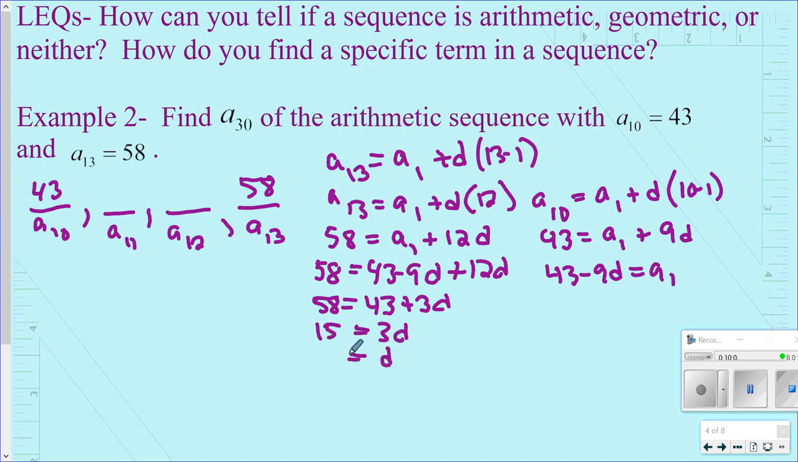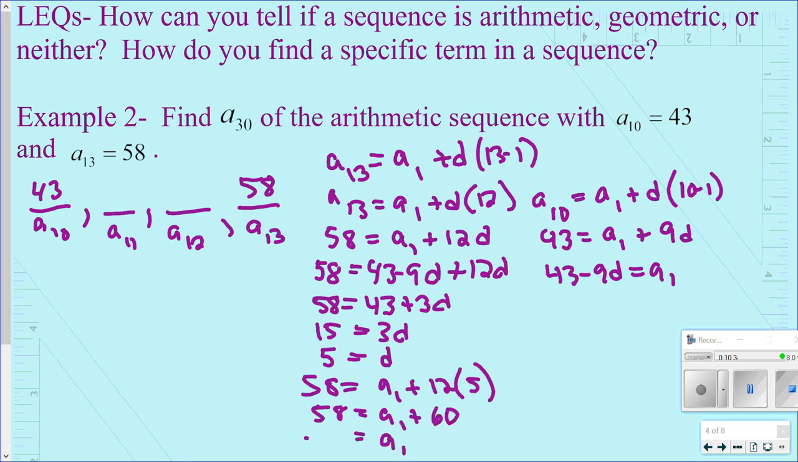There we go. Now I'm getting somewhere. I have d, which is 5. Now, I still don't have a sub 1, so I'm going to have to go back here. Either the 58 equals or the 43 equals. It doesn't matter. I'm going to go to 58. So 58 is equal to the first term plus 12 times 5. This is where I'm substituting into. And so that's 58 is equal to the first term plus 60. Subtracting 60 from both sides, I know the first term is negative 2.